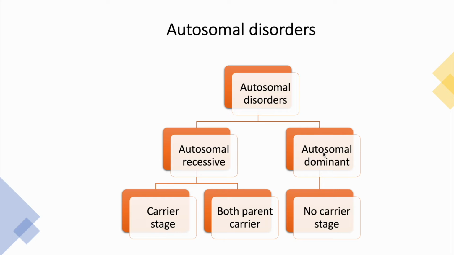In autosomal dominant disorder, there is no carrier stage. Whoever has this abnormal gene has the disease. Let's do some examples. Let's make a Punnett square. It will tell us all the possible outcomes for a genetic cross.